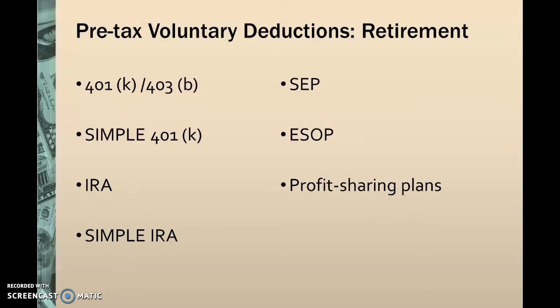Some other pre-tax voluntary deductions is retirement. Some of the different retirement plans that an employer can offer to their employees is 401k, 403b, a simple 401k, an IRA, ESOP, and any profit sharing plans.